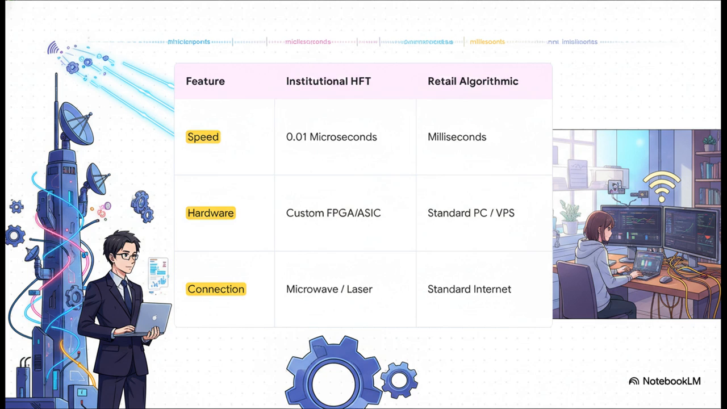And this is where you see the staggering, mind-blowing reality of this arms race. An institutional HFT firm can execute a trade in maybe 1/100th of a microsecond. They're using custom-built computer chips and microwave towers to send their signals. Meanwhile, a retail trader, even a fast one, is working in milliseconds over their standard internet connection. We are talking about a difference of several orders of magnitude. It's not even the same sport.